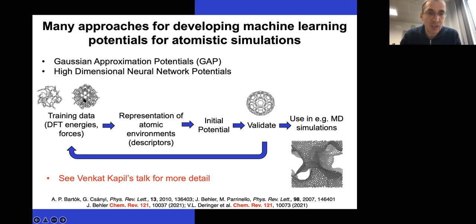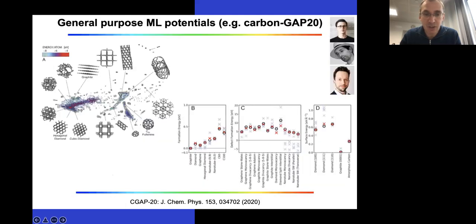And these particular images that I've shown here are all carbon systems, and that's because with Gabor Csányi, with Volker Deringer, and this was Patrick Rowe's PhD work, we worked on developing a general purpose machine learning potential that could describe carbon in all of its phases and all of its polymorphs. That potential, carbon GAP-20, is very transferable across different phases of carbon.